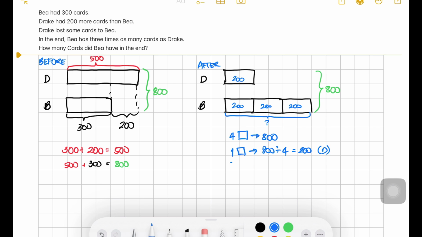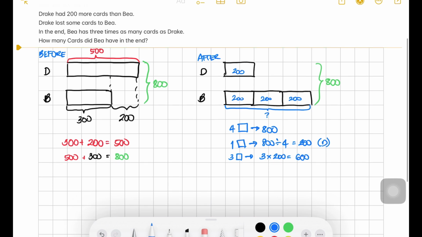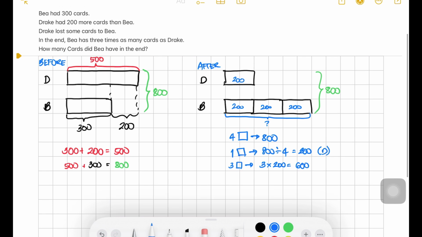So given that, 3 units for Bea. So that's 3 times 200, 600 cards. Okay, so Bea had 600 cards in the end. Okay, so let's proceed to another problem.